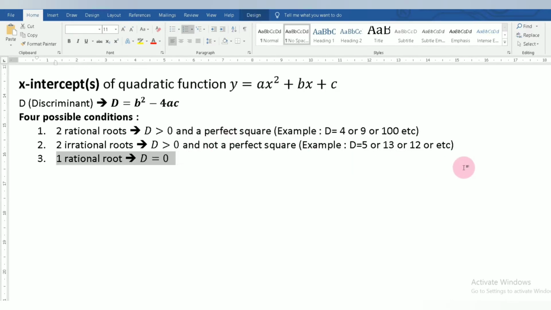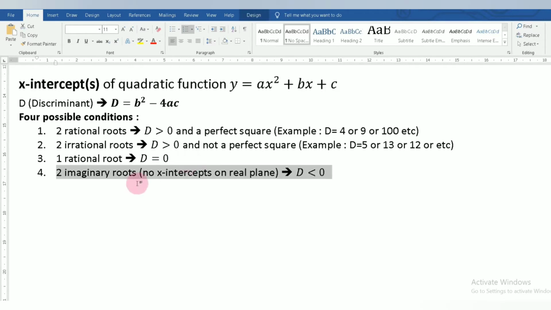The third condition is only one x-intercept. The parabola has only one x-intercept, and the value itself will be a rational number. The only condition that must be satisfied is D equals 0.